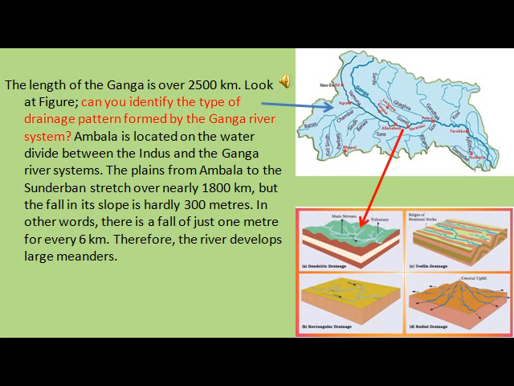Ambala is located on the water divide between the Indus and the Ganga river system. The plains from Ambala to the Sundarban stretch over nearly 1800 km, but the fall in its slope is hardly 300 meters. In other words, there is fall of just 1 meter for every 6 km. Therefore, the river develops large meanders in this region.